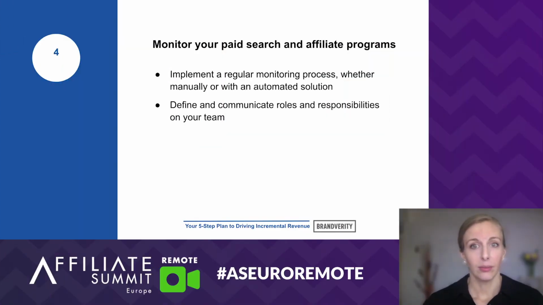Monitoring is also important. Monitor paid search, monitor your program. Implementing a regular process, whether that's manual or with an automated solution, ensures that if there's a violation, you're going to catch it. If you're not keeping an eye on what's out there, how are you going to know if a violation takes place? Along with that, it's really important that you have clearly defined responsibilities, clearly defined roles on your team. Because if you have multiple team members who are working on your affiliate program and it's not clear who's supposed to be the one monitoring, who's supposed to be the one taking action if something goes wrong, that could slip through the cracks.